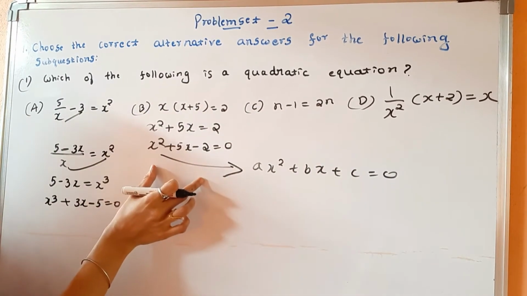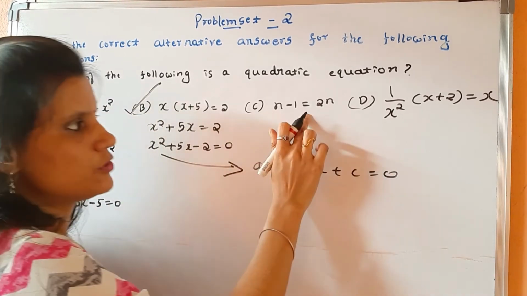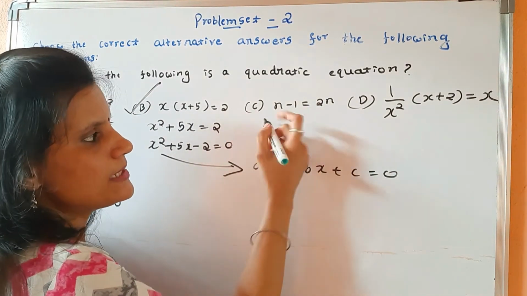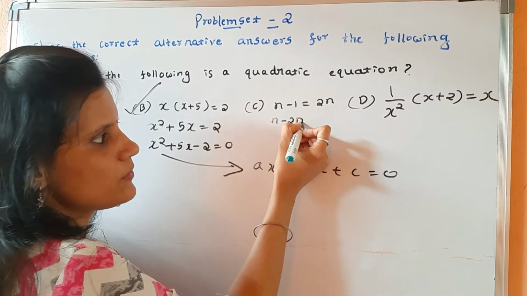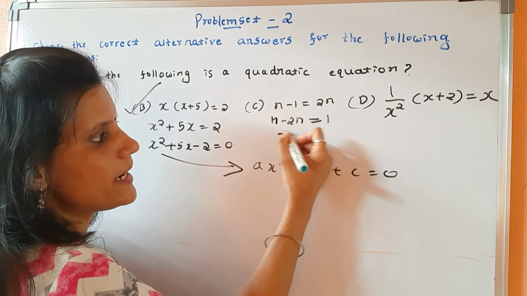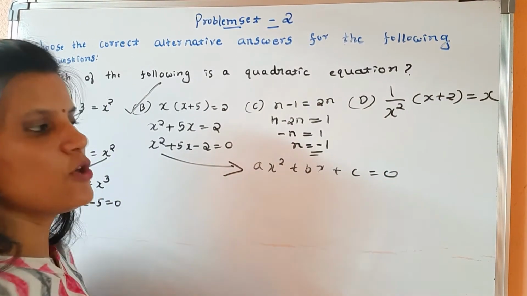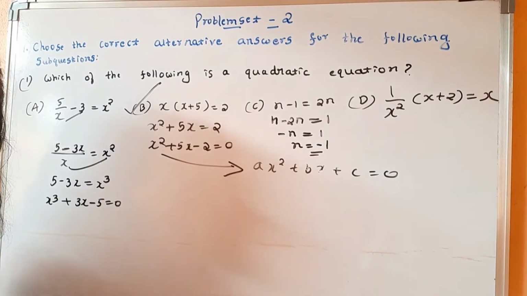We have already got a quadratic equation, so we can tick mark for this. Okay. Still I'll show the other one for you. See here, 2n I bring this side, it will become minus 2n. 1 you bring this side, that is 1. So n minus 2n, you are getting minus n is equal to 1, n is equal to minus 1. Here you are getting a value of n. We are not getting any quadratic equation.